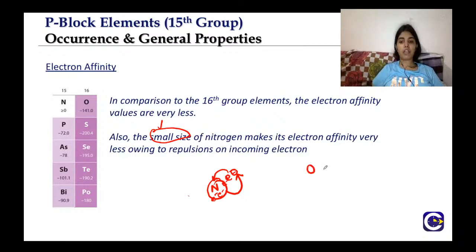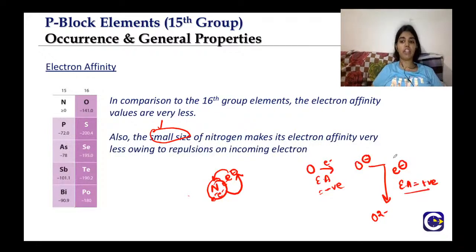For example, if you consider oxygen and make it gain 1 electron, it will convert into O negative. The electron affinity here will be negative. But if you now give an electron to O minus, to convert it into O2 minus, the electron affinity is positive. That means we need to give energy to put an electron into the O minus. Why? Because this electron will suffer electron-electron repulsion, as the size of oxygen is very small and it is already carrying a negative charge. So in that case, we have to give energy to that O negative so that we can make this 1 electron enter into the O negative.